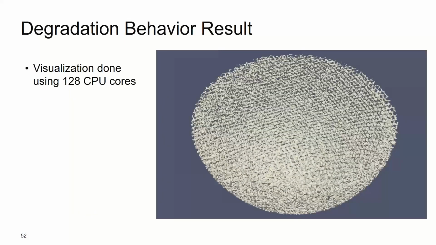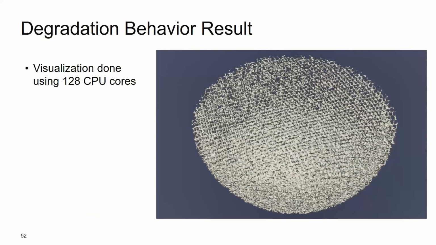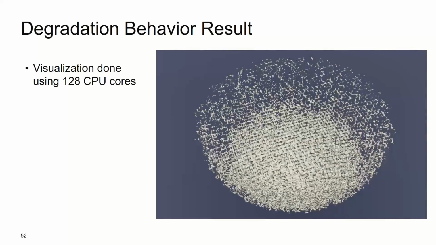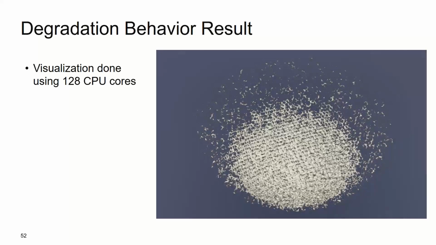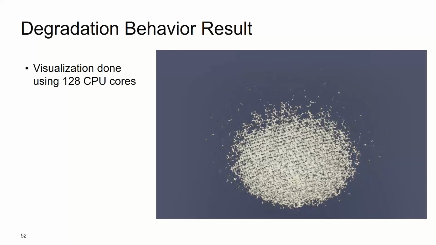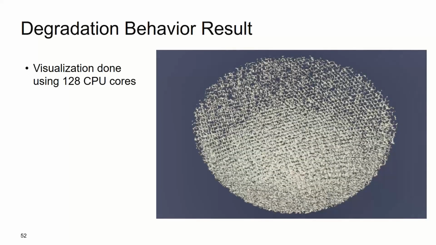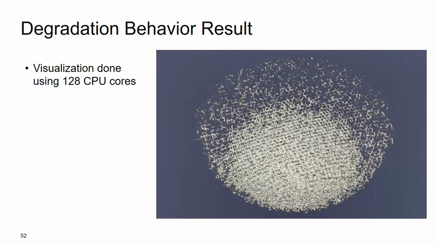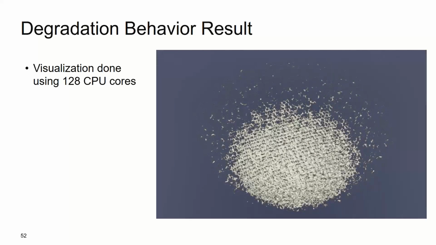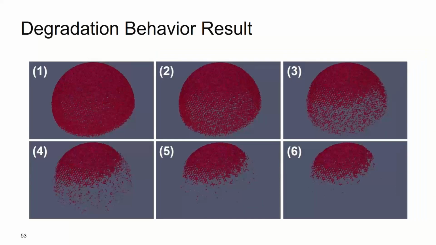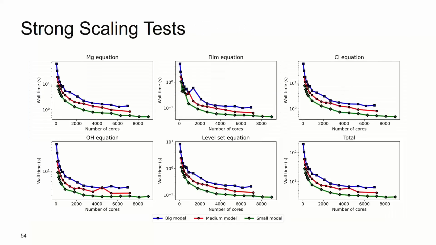And then this is the visualization using 128 CPU cores that shows how the structure degrades inside the container. Depending on the different conditions, we can have a different geometry, different diffusion, different corrosion regimes, or different environments, and all these things can be applied to this simulation. This is another visualization on top of that, so you can see from a different angle how it degrades.